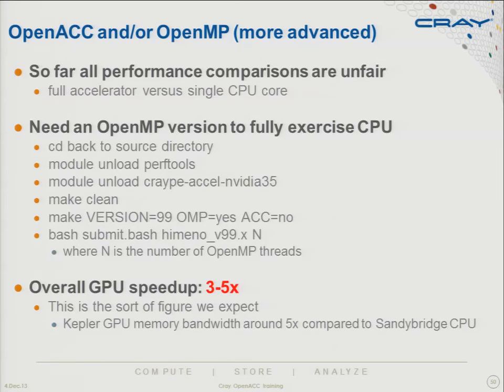When you do that, and you look at the performance, what you'll see is obviously the CPU can do a bit better than a single core, but the performance never matches what you see for the GPU. And in fact, when you look at the overall speed up, you find that it's about 3 to 5 times. And that's the sort of figure we would expect. The GPU is of the order 5 times faster peak than the CPU, be it Interlagos, be it Sandy Bridge. And we're not going to beat that. This is a memory bandwidth bound code. Yes?